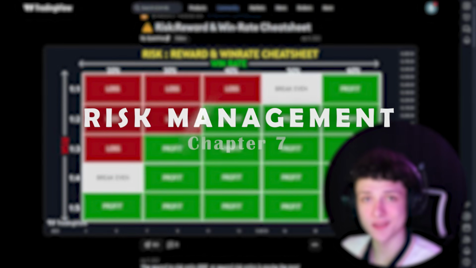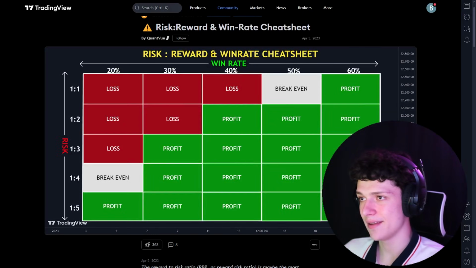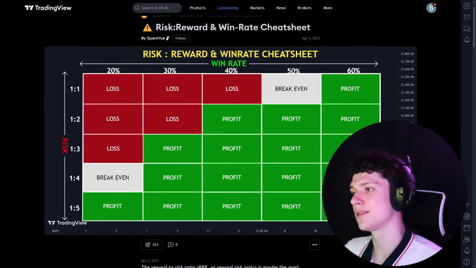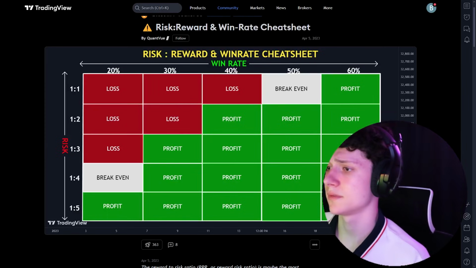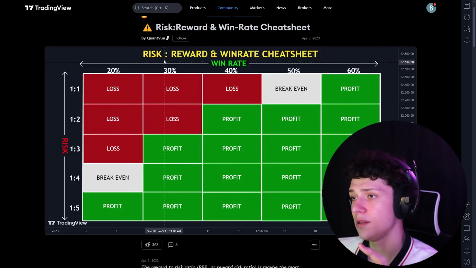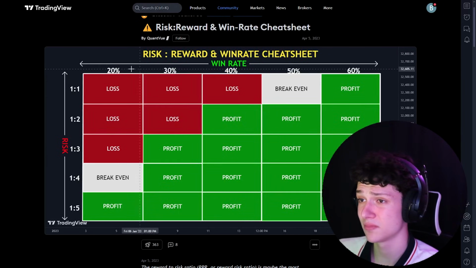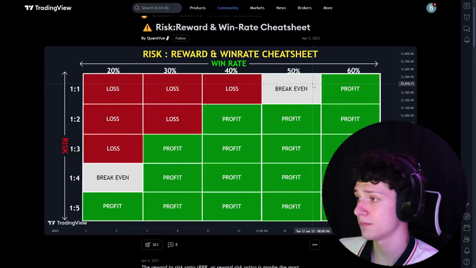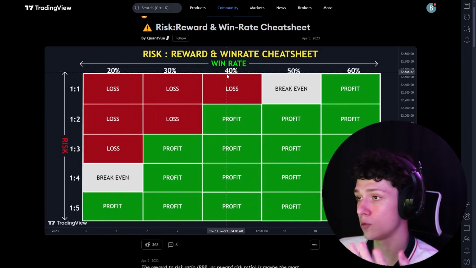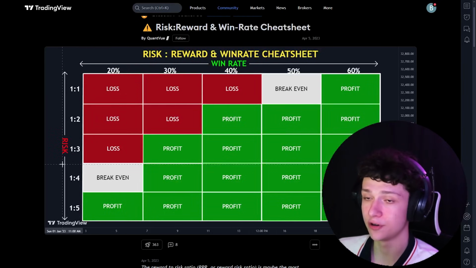We're getting to the second thing, which is how much you're going to risk per trade, risk to reward, and everything related. So you have a chart in here, or a table actually, in which you can see the risk to reward and win rate cheat sheet. So this means your win rate. Let's say in 100 trades you win 40. That means you have a 40% win rate. And this is your risk to reward.